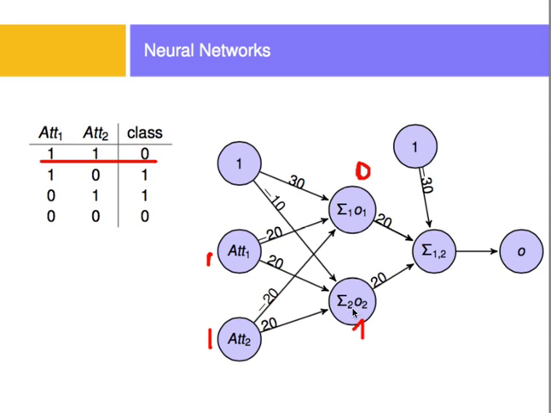Now 0 and 1. 0 times 20 is 0. 1 times 20 is 20, minus 1 times 30 here, right? So 20 minus 30 is negative 10. Negative 10 is less than 0. Therefore, the output here is 0. I have values 1, 1, and output 0, just like this first row, 1, 1, and output 0. You can do this for the other values, and it works.